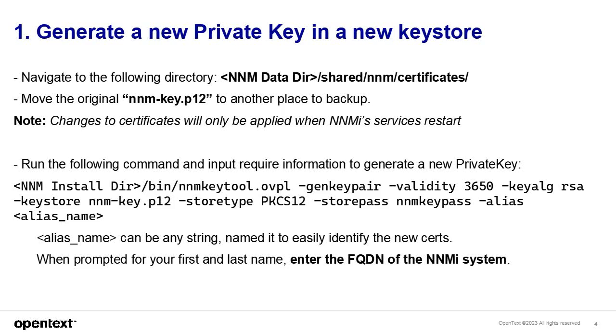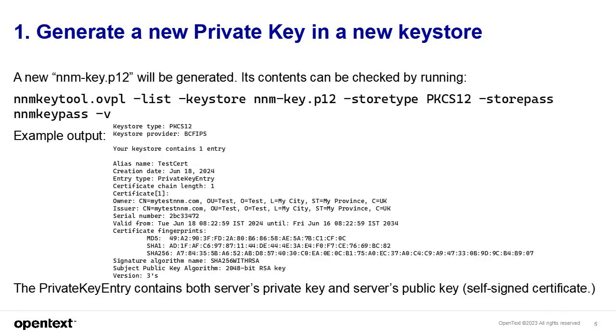Alias name can be any string. Name it to easily identify the new certs. When prompted for your first and last name, enter the FQDN of the NNMi system. A new nnm.p12 will be generated. Its contents can be checked by running the command on the screen. There will be a single private key entry in the output that contains both the server's private key and the server's public key, or the self-signed certificate.